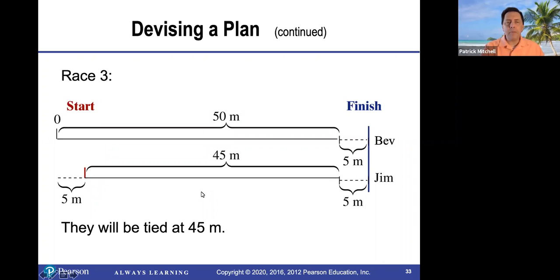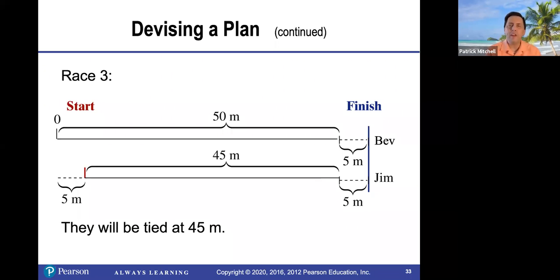All right, so remember in the third race, Jim started at the starting line. Here's the starting line right here. They didn't make this super clear. All right, and so again, Bev covers 50 meters in the same amount of time that Jim covers 45. So at the 45-meter mark, they're going to be tied. So the question is, what happens over those last 5 meters?